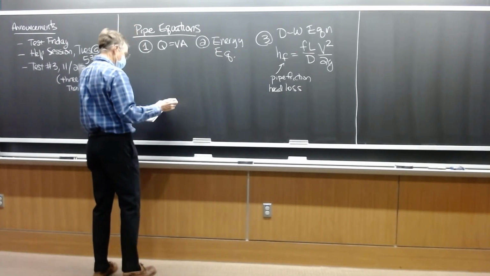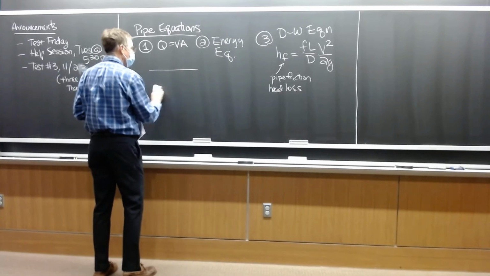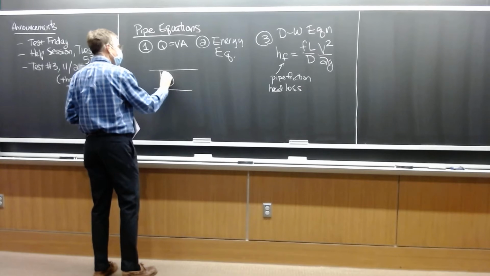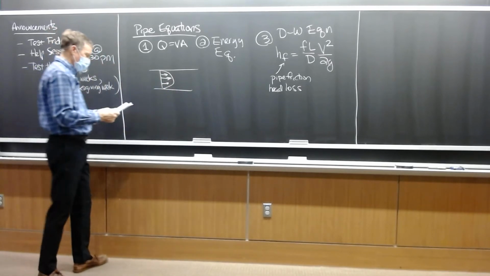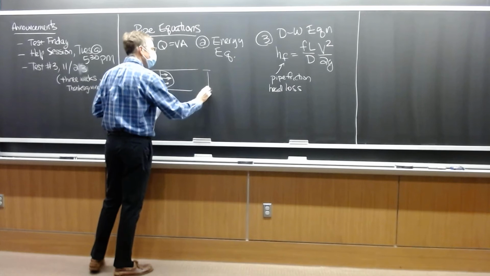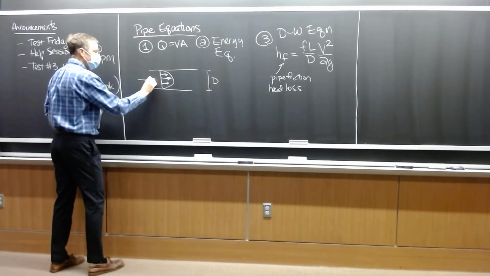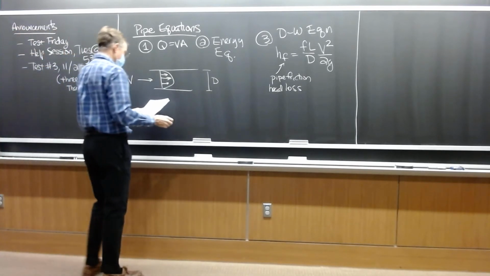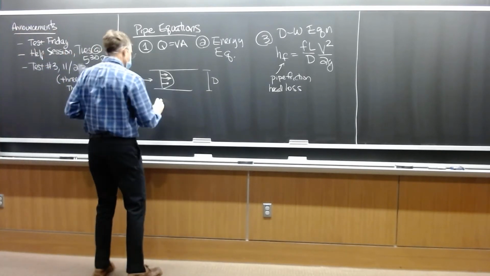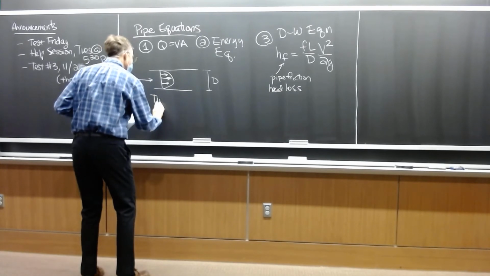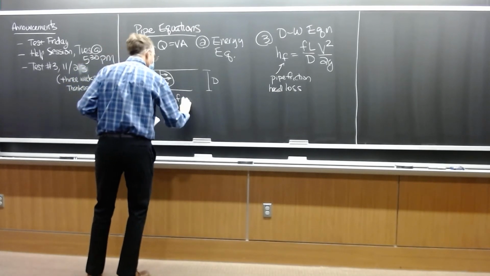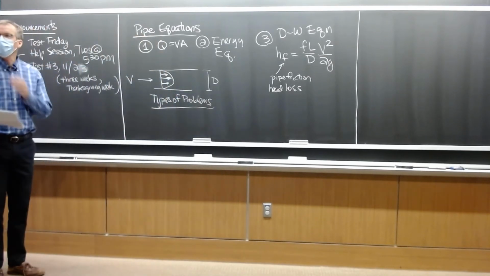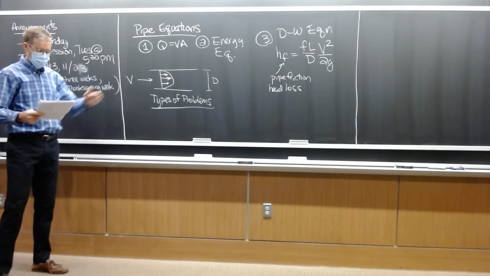And again, we're solving these pipe flow problems where there's some distribution of velocity across the pipe. It has a diameter D and a cross-sectional average velocity V. And as we'll see, there's three types of problems of this sort.